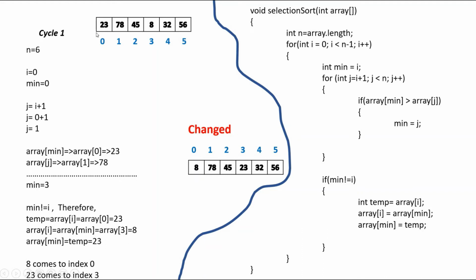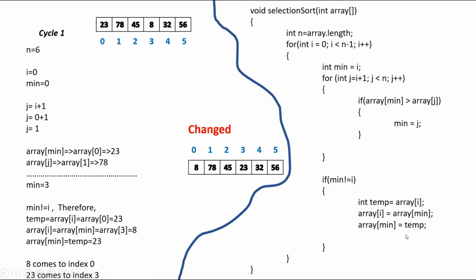So this 23 will be removed and 8 will be replaced, like in here. Okay, now in the first position, or the 0th index, it has 8. Alright, then let's go to the next step.